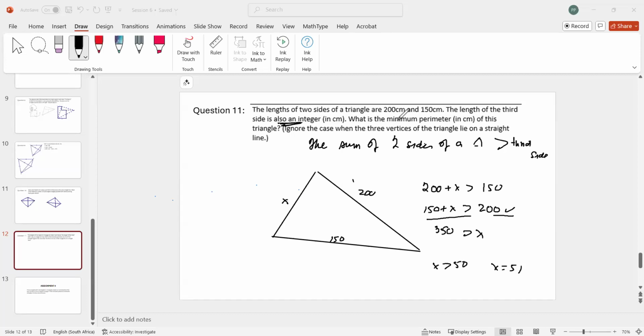Right? Because you want the minimum perimeter. So you want to work out 350 plus x is the perimeter. It's the sum of all this. And the minimum perimeter will mean the smallest possible value for this quantity here. So you're looking for the smallest value of x. X is always bigger than 50, and it's an integer, and the smallest integer bigger than 50 is 51. So therefore, the answer is 401 centimeters. Okay, so that takes care of that.